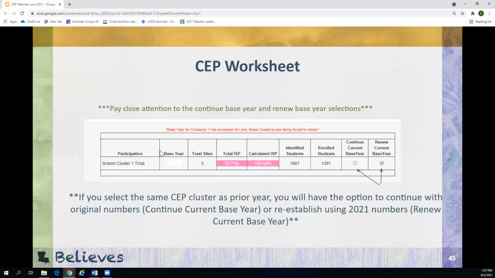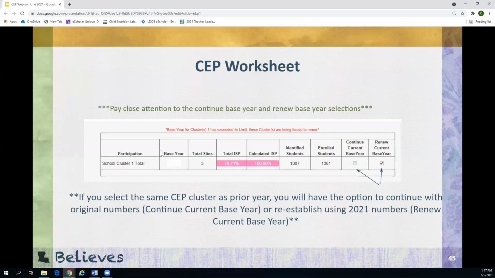Once you enter that information in the top part of the worksheet, you want to pay close attention to the bottom part. Here you want to make sure you select what you intend to select for either continuing the base year or renewing your base year. If you have the same cluster that you had in prior year, you'll have the option to either continue with the original numbers or to reestablish using those new numbers. So you'll want to make that decision.